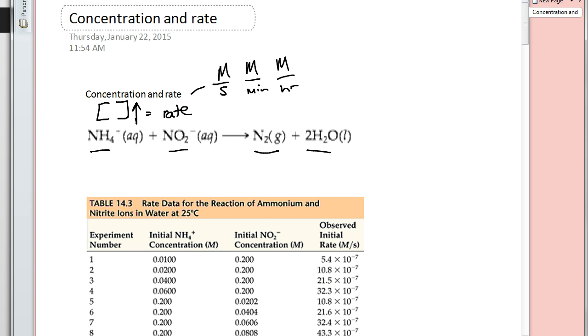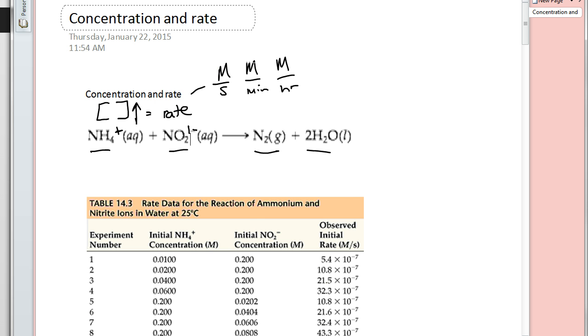So we have a net ionic equation here. We have the ammonium ion. It does look a little fuzzy. It's just my copy here. Reacting with the nitrite ion to form nitrogen gas as a product as well as water as a product. And so this is what we're going to be looking at for our first equation here.